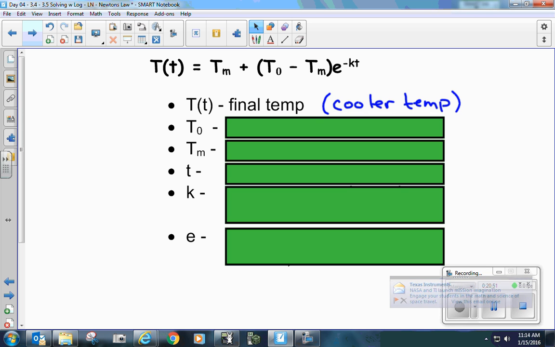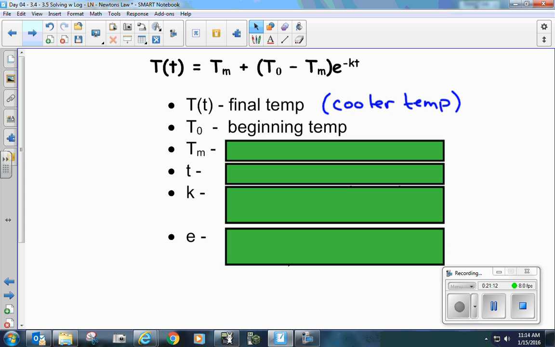I have a lot of students who say, well, there's 200 degrees and 68 degrees, it must equal 200 because that's a bigger number. No, this is Newton's law of cooling. It should be the cooler number. T sub 0, well, everything always starts at 0, doesn't it? So that's your starting temperature, your beginning temperature. If you're given 2 temperatures, that is typically your hotter temp.